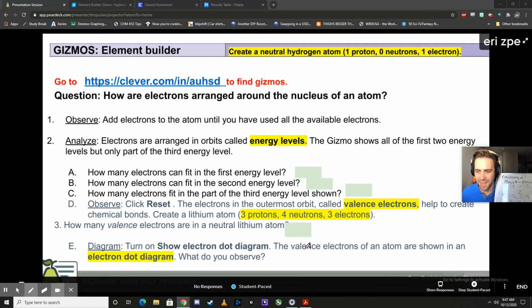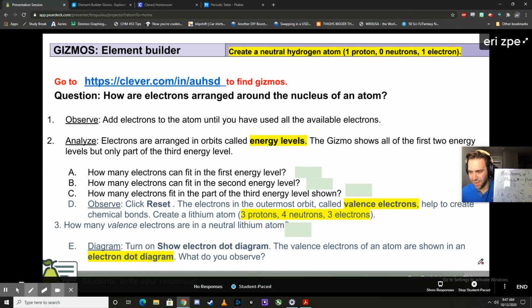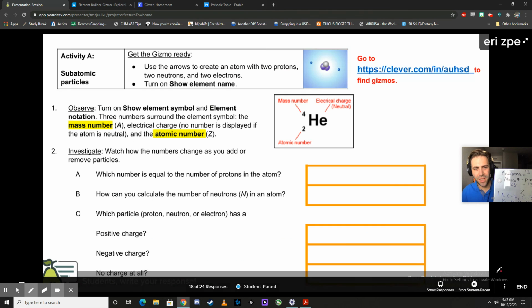Turn on show electron dot diagram. Valence electrons of an atom are shown in an electron dot diagram. What do you observe? This is why I asked you to click this box. You can see the electron dot diagram only shows the valence electrons, only the electrons in the outermost orbital. See that? There's one there and there's one there. It doesn't show the other two because the electron dot diagram is only representative of the valence electrons. Okay, am I done? Yes. All right, so those are the first 3 slides.